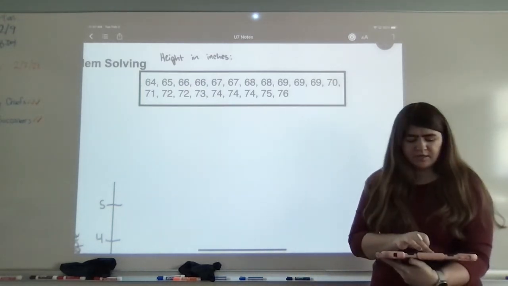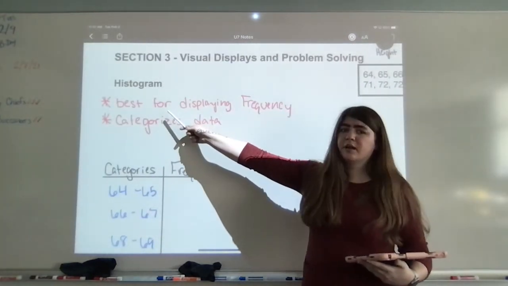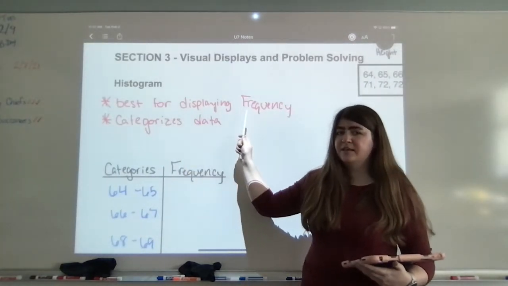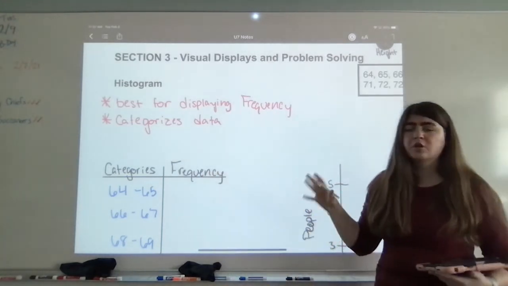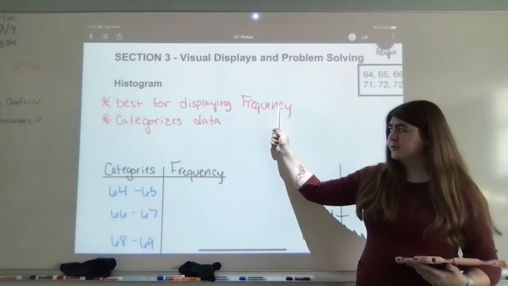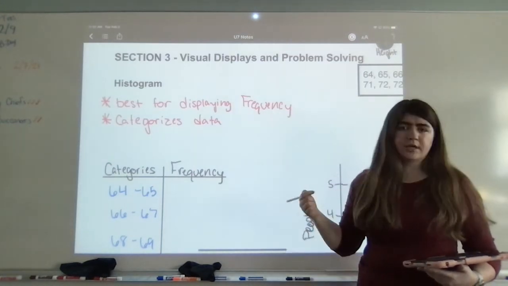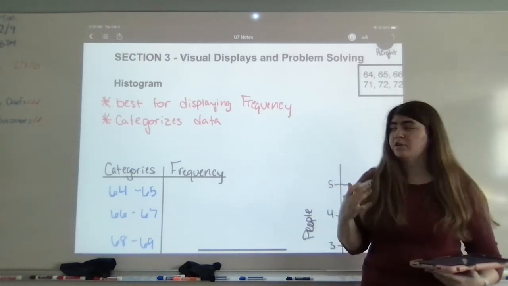So starting with the histogram, we have in red here, the histogram is best for displaying frequency and it categorizes your data. So this is a good quick glance at all of your data as far as frequency goes, and if you're looking to categorize it, this is also the type of visual display that you're looking for.